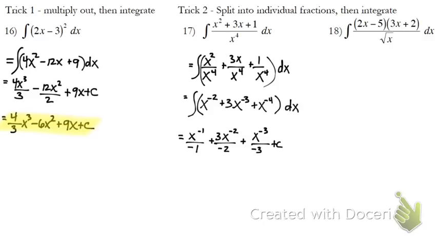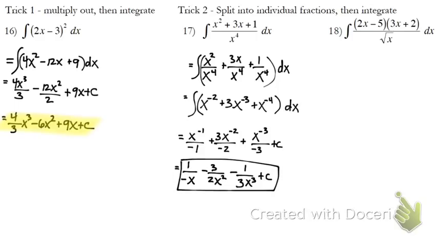And then plus c. If I wanted to rewrite this a little bit, the first one I could write as 1 over negative x. The second one I could put negative 3 over 2x squared. And the last one I could write as negative 1 over 3x cubed plus c. Again, that's probably the way that you would see it written on the AP test, on a free response section. On a multiple choice question, for example.